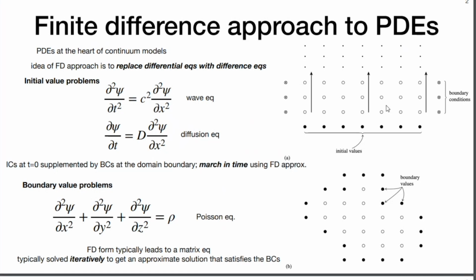We have encountered this. This is the Poisson equation. Here, you are given values of psi at the boundary, and you are solving for psi, which satisfies this equation everywhere. So there's no marching in time. Given the boundary conditions, you're solving for psi. This typically leads to a matrix equation which needs to be solved, and typically it's solved iteratively. But we'll not be talking about this. We'll talk about hyperbolic equations because that is what we are dealing with.